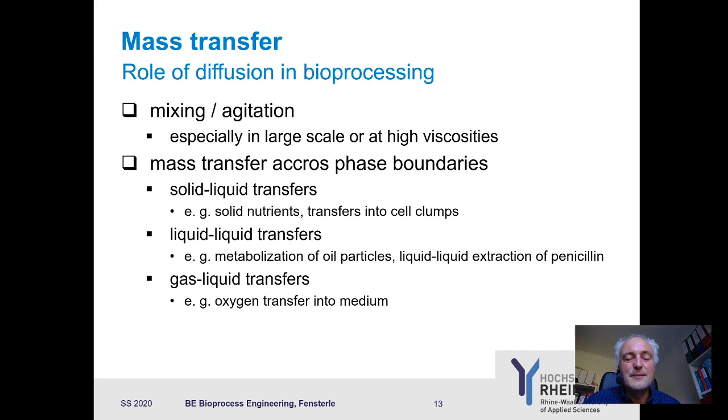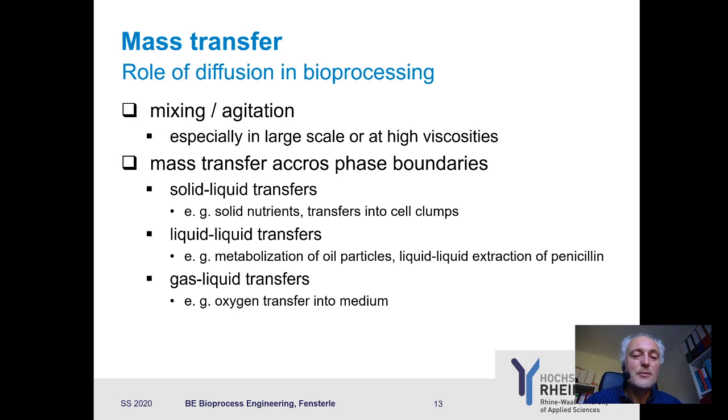So where do we see diffusion? If we are talking about mixing or agitation, if we have our small lab scale bioreactor, usually diffusion is not a problem because I can put in so much power in my stirrer that I don't have areas in a usual fermentation broth where I have only mass transfer via diffusion occurring. So every molecule in my bioreactor is pushed by the stirrer, you can say. Across boundaries, however, I have diffusion.